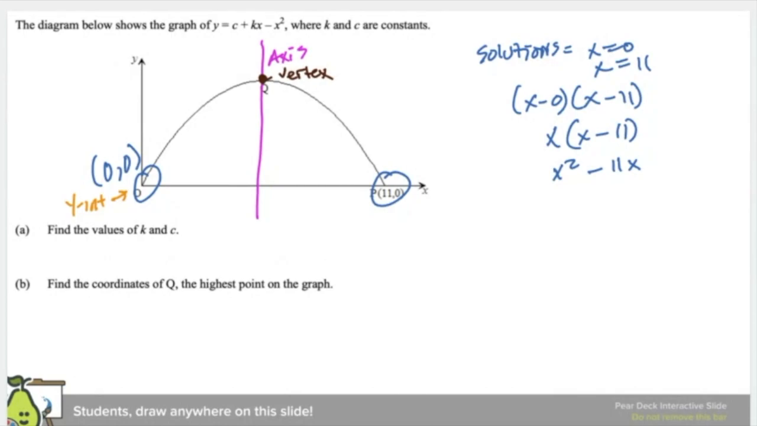So next thing, let's see the y-intercept. Oh, I know that's going to be 0. Next thing after that, the axis.